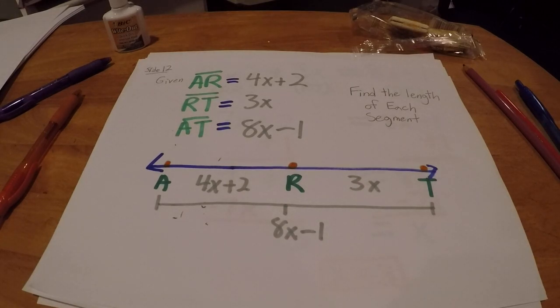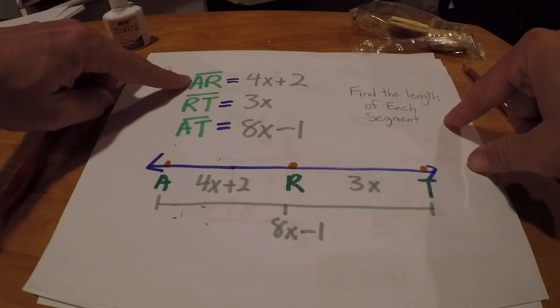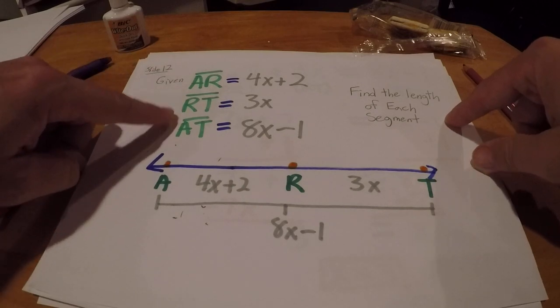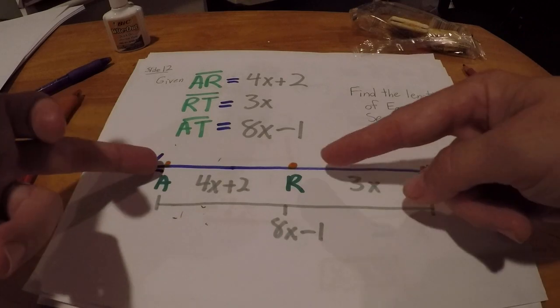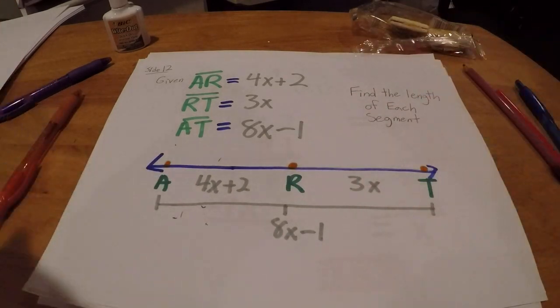So here's that example before. In this case, we have a bunch of linear equations, and we have to find x first. They give us AR, RT, and AT in the picture. We need to find the length of each segment. We already have the lengths, but they're in an algebraic expression. So first we have to find x.